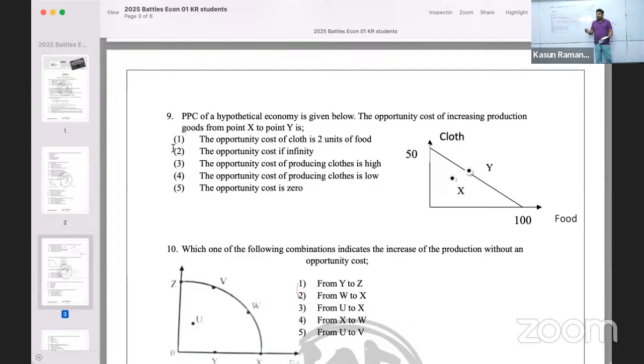That means the opportunity cost is how much? 1, 2, 3, 4, what? It is zero. It is zero. The answer has to be the fifth one. Very nice. Clear. Right. Look at the next question as well. Question number 10.